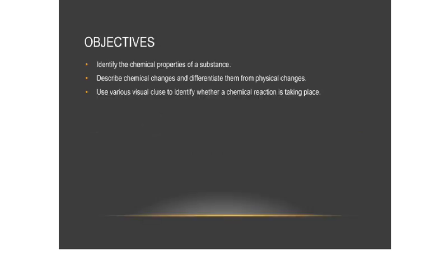So the things that you should be able to do when we are done with this video, you should be able to identify the chemical properties of a substance. You should be able to describe chemical changes and differentiate them from physical changes. And then you should be able to use various visual clues. Oh my gosh, I spelled that wrong. That's so embarrassing. But oh well. Okay, so use visual clues to identify whether a chemical reaction is taking place.